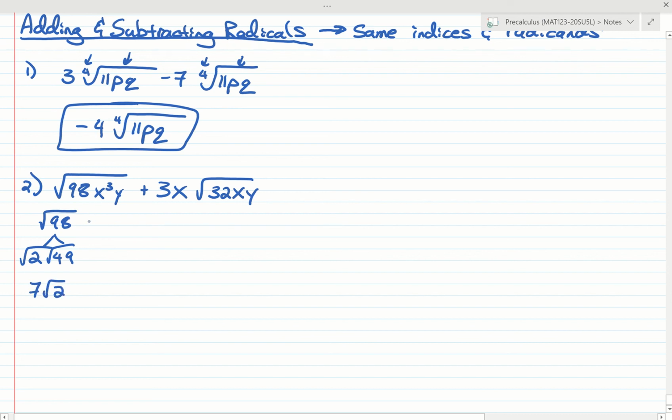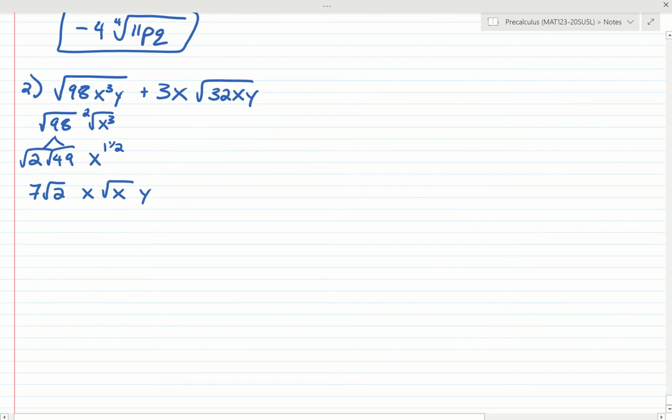The square root of x to the third. I know that 2 goes into 3 once with 1 left over. So x to the 1 and 1/2 would give us an answer of x with the square root of x to the first. And then we have a y, right? So fully simplified, that radical would be 7x square root, let's see, I forgot the y, 7x times the square root of 2xy, plus, we're going to do 3x times whatever that simplifies to.